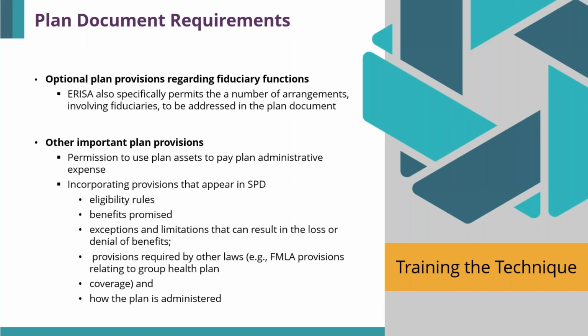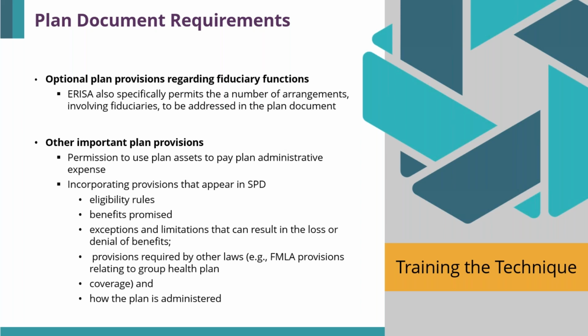ERISA also permits a number of arrangements, including fiduciaries, to be addressed in the plan document. Other important terms: permission to use plan assets to pay plan administrative expenses, incorporating provisions that apply in the SPD, including eligibility and benefits promise. Exceptions and limitations can result in loss or denial of benefits. A provision required by other laws, including family and medical leave, which may or may not be in an insurance contract, and how the plan will be administered.